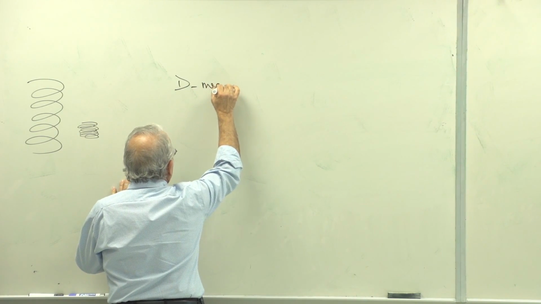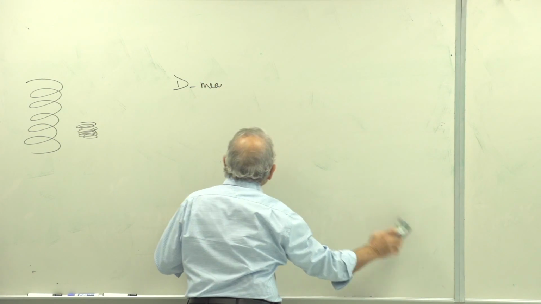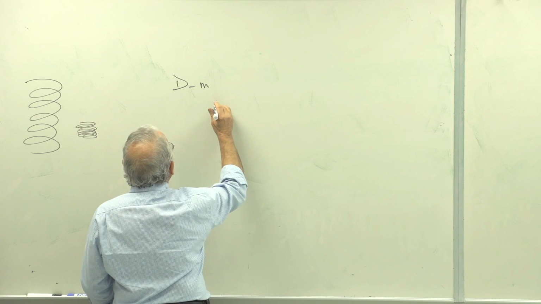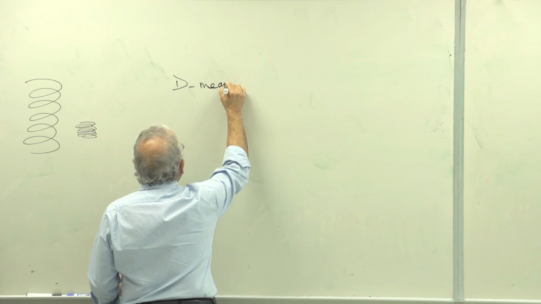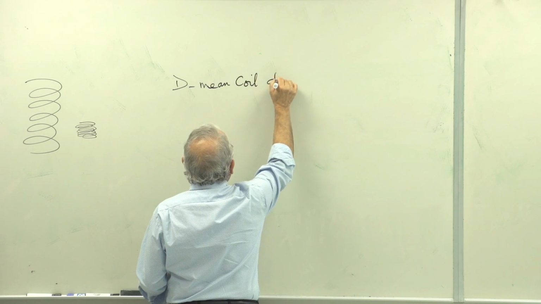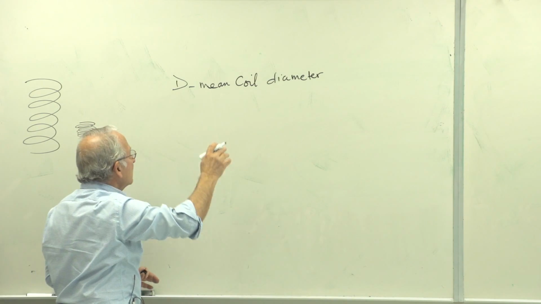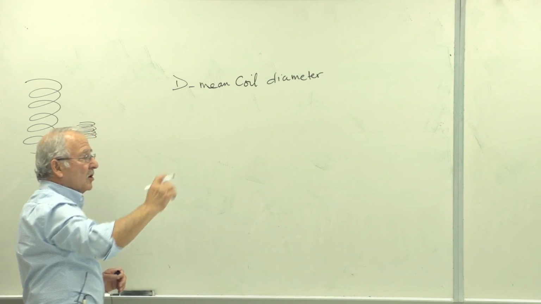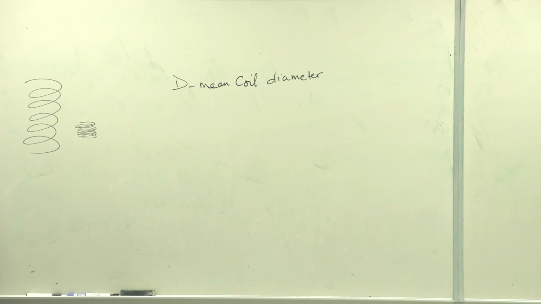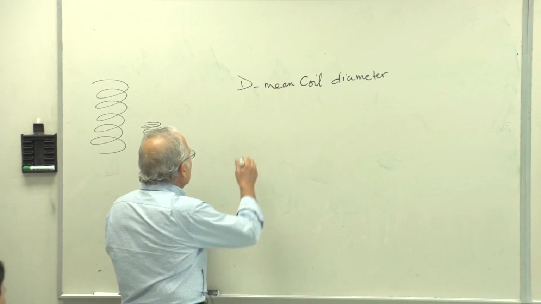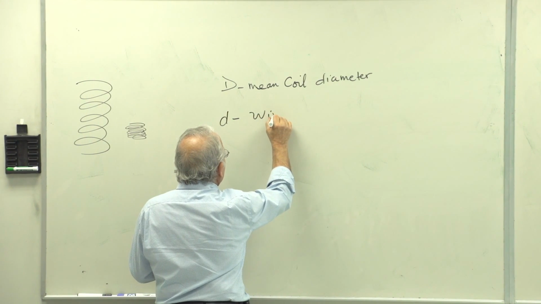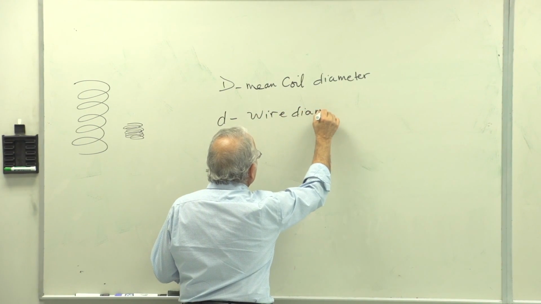D, mean coil diameter, as you see on the screen. Mean coil diameter from the center of one wire essentially across the spring to the center of another coil. d, wire diameter.